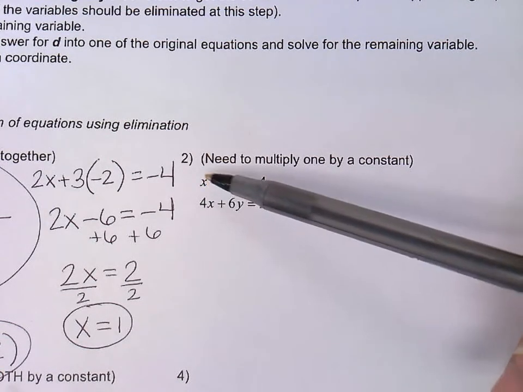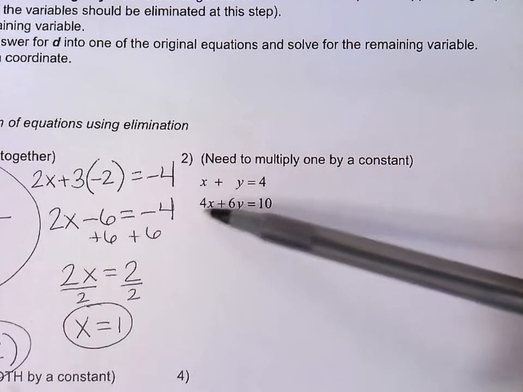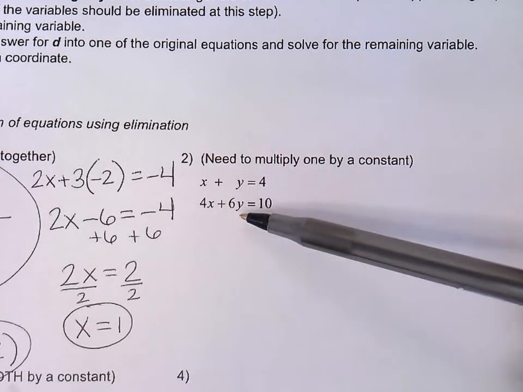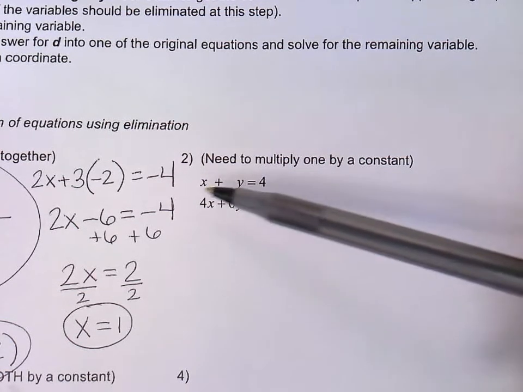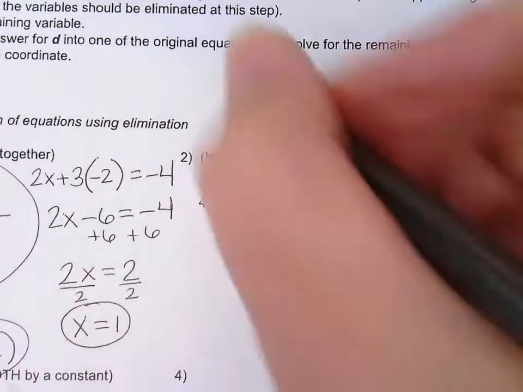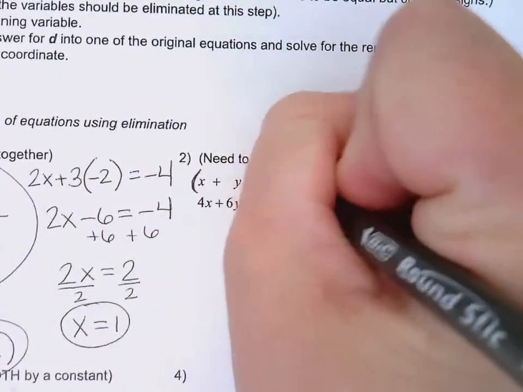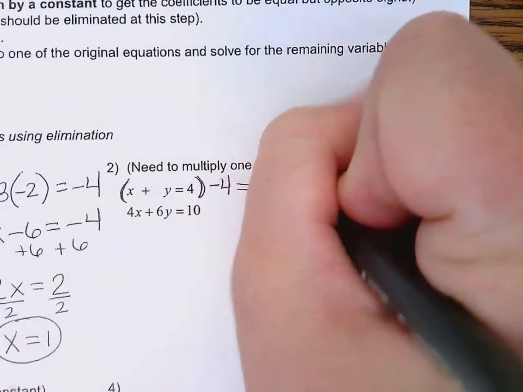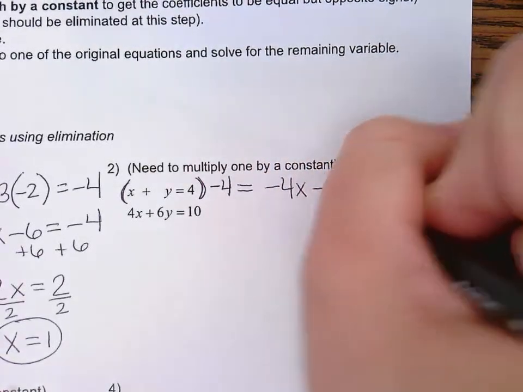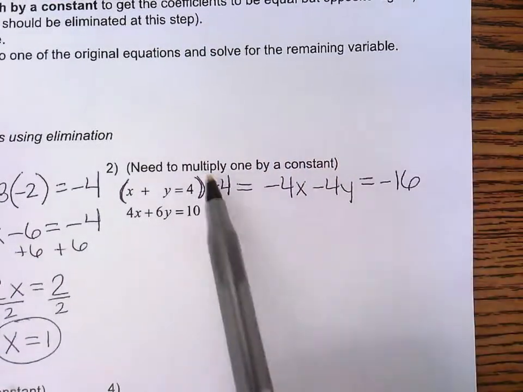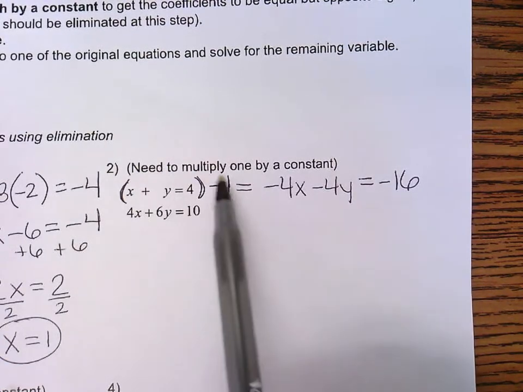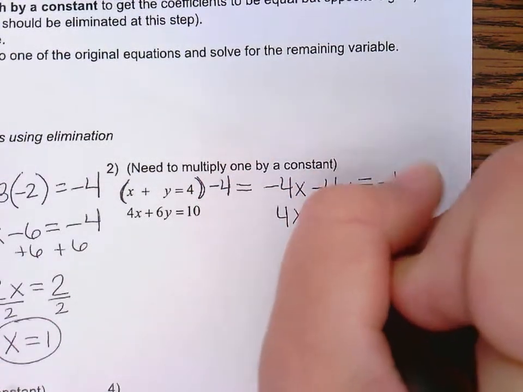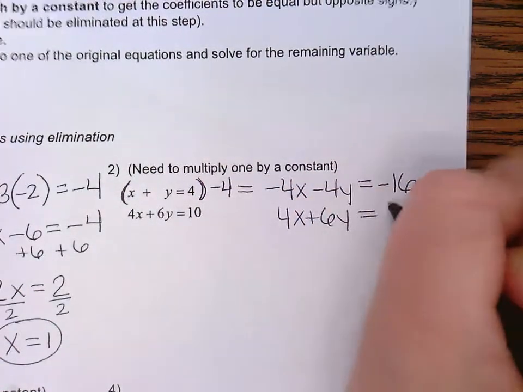See how I'm going to get negative 4x here and positive 4x here? If I wanted to get rid of my y's, what would I have to multiply by? I would multiply the top equation through by negative 6 instead. But I'm going to do negative 4, like I said. So I'm going to multiply that whole equation through by negative 4. I would get negative 4x minus 4y equals negative 16, multiplying each term by negative 4. The bottom equation I'm going to keep exactly the same: 4x plus 6y equals 10.